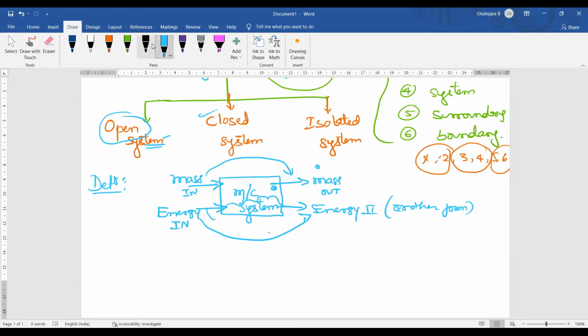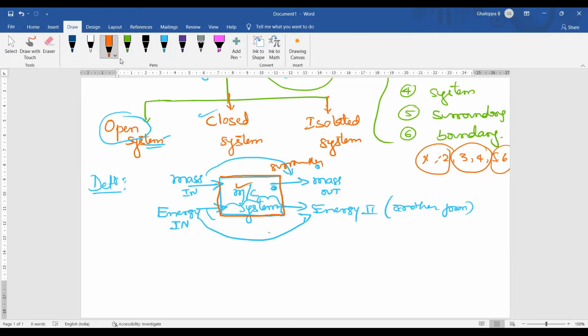Okay. And dear students, system is nothing but a device. So this is a boundary. The outside layer of the system is called the boundary. Anything outside the boundary is called the surrounding. This is surrounding. So this is system.